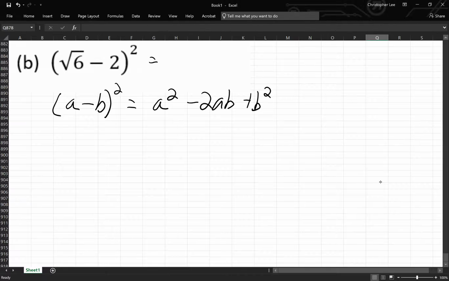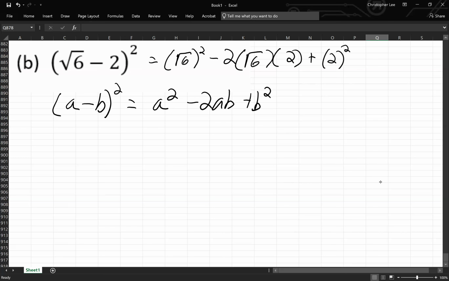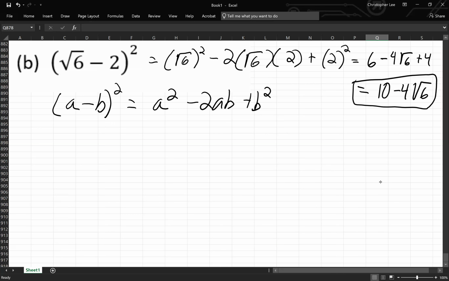This would be square root of 6 squared minus 2 times square root of 6 times, excuse me, times 2, sorry about that, right? Plus 2 squared, right? So that would be what? 6 minus 4 square root 6 plus 4, combine like terms. That's just 10 minus 4 square root 6, right? That's one way of doing it, right?